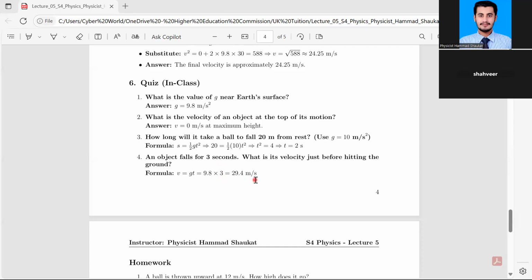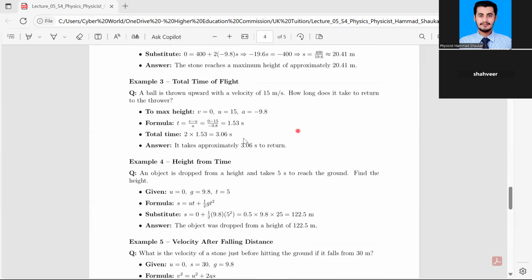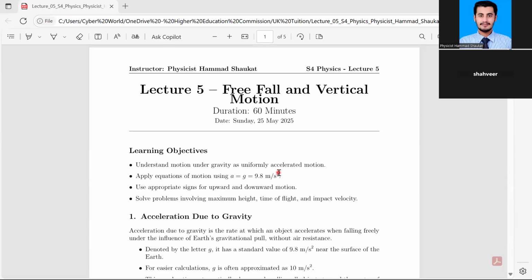No. Okay, so here are 3 problems for your homework. You can solve them and send them to me by the next lecture. Any question regarding today's lecture? We discussed the gravitational acceleration. No. Okay. Do you prepare these lectures at home? Yes. I shared the PDF of these lectures with you, so you can revise.